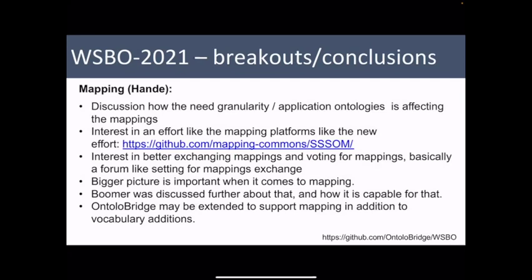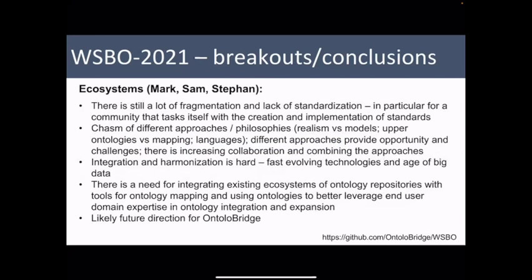such that the expertise of those who request terms can also be used in mappings. And then we talked about ecosystems with Mark, Samantha, and myself, and one of the conclusions is there's definitely still a lot of fragmentation and lack of standardization. In particular, as Mark expressed it, for a community that tasks itself with the creation and implementation of standards. One of the reasons is this chasm of different approaches and philosophies, perhaps realism versus models, upper ontologies versus mapping, different languages. Different approaches provide opportunities and challenges. I say this all without any judgment or particular preferences. And now we see increased collaboration and combining of those approaches.